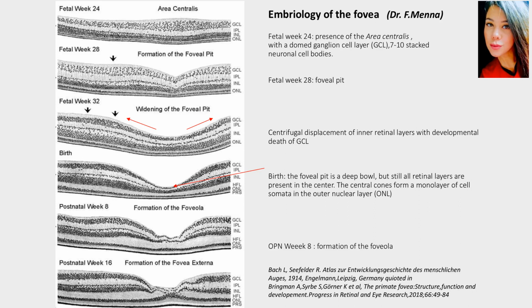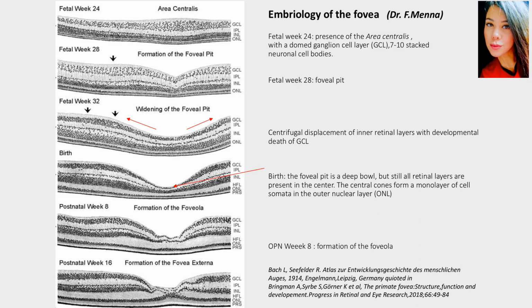The foveal pit is proposed to be formed by a vertical contraction of the central Muller cells. After widening of the foveal pit, likely mediated by retracting astrocytes, Henle fibers are formed by horizontal contraction of Muller cell processes in the outer plexiform layer. At birth, the foveal pit is a deep bowl, but still all retinal layers are present in the center. And the central cones form a monolayer of cell somata in the outer nuclear layer.